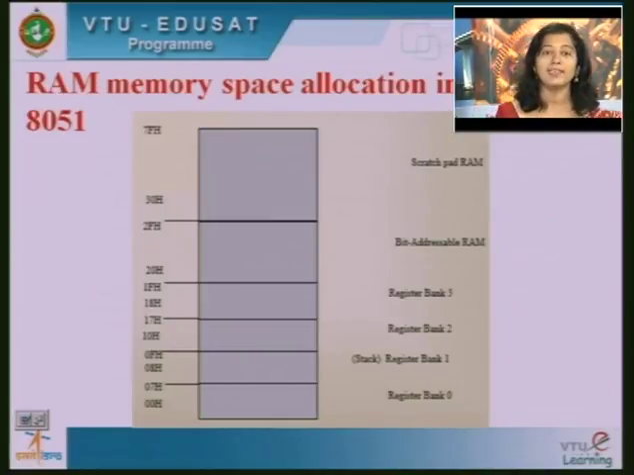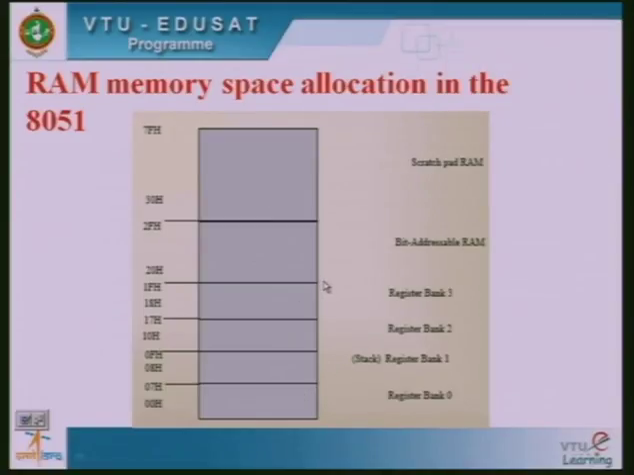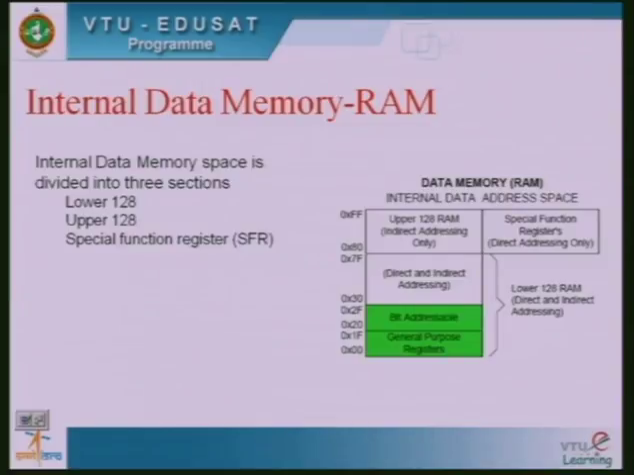The RAM memory space allocation we have already seen. Register bank 0 is from 00 to 07, the lower 8 bytes, the next 8 bytes are register bank 1, which is where the stack also starts, then register bank 2 and register bank 3. So, totally we have 32 bytes of data here. Next, the bit addressable RAM is from 20 to 2F, then the standard general purpose bytes, which we call scratch pad RAM. How it is done specifically we are seeing here.